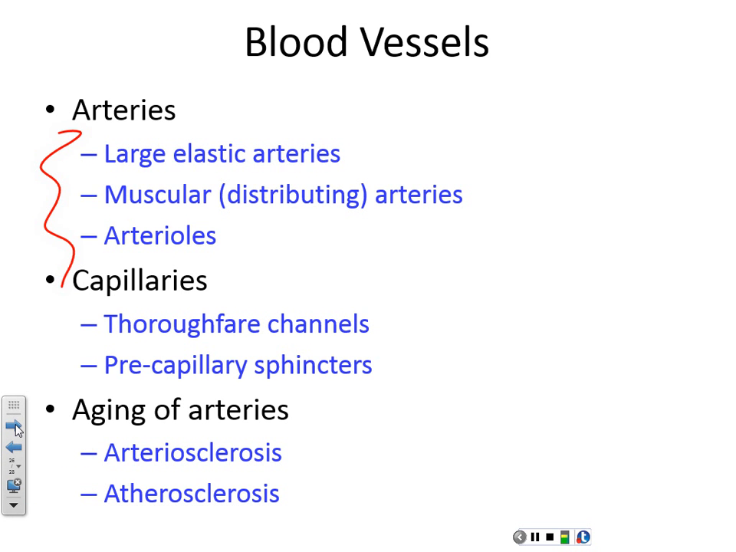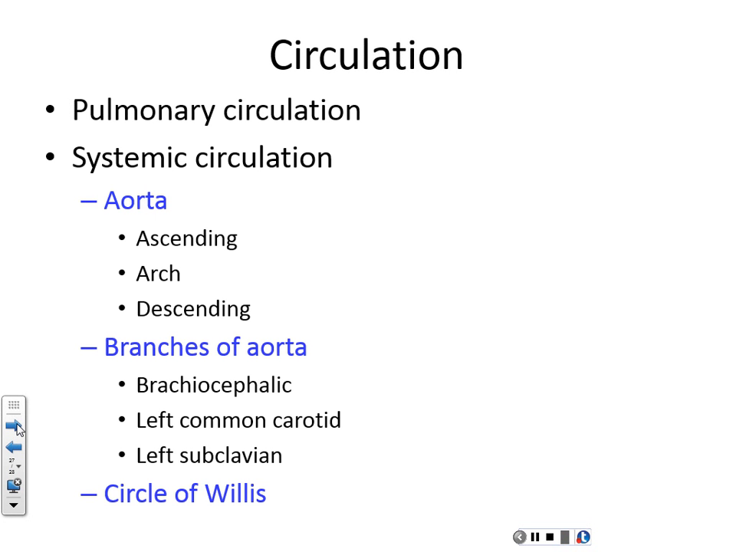And what happens when you get old? Arteriosclerosis, loss of elasticity. Atherosclerosis, accumulation of plaque. And we talked about what can happen with either of those two conditions. I might ask you about it and have you tell me some of the symptoms that might occur with that problem. Okay, so circulation, we got that.